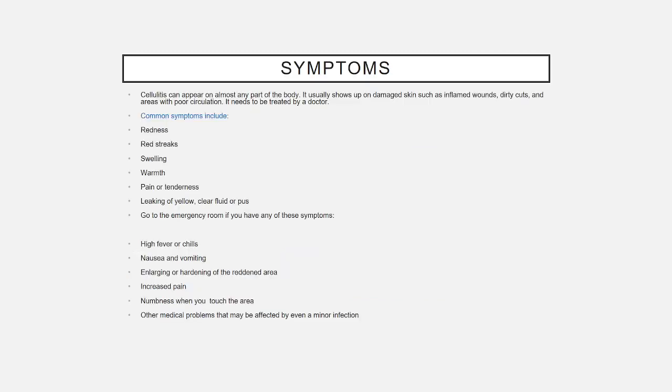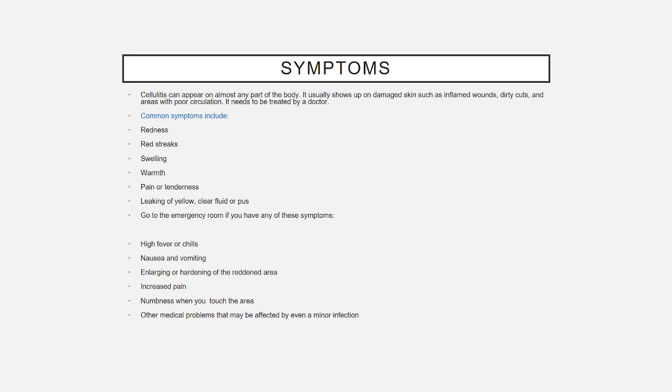Here are the symptoms of cellulitis. Cellulitis can appear on almost any part of the body. It usually shows up on damaged skin such as inflamed areas, dirty cuts, and areas with poor circulation. It needs to be treated by a doctor.